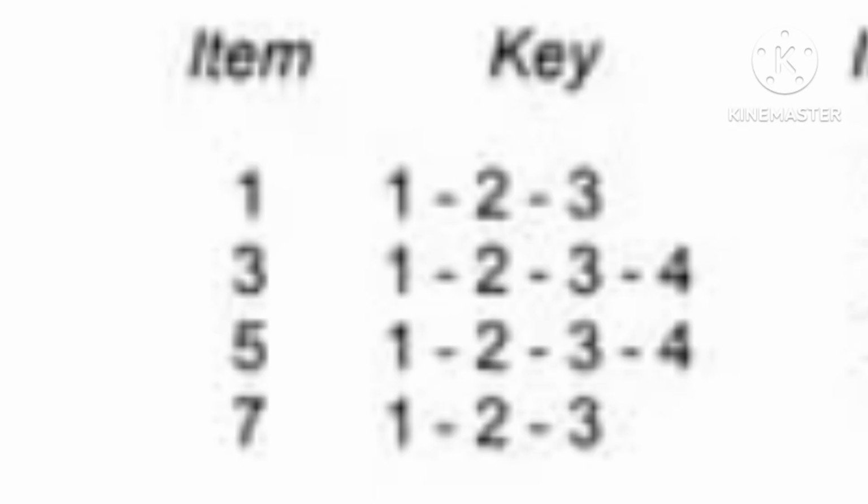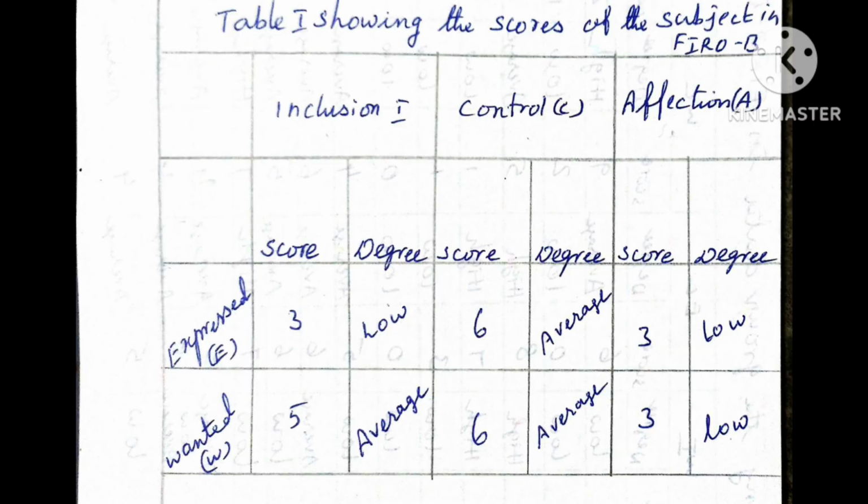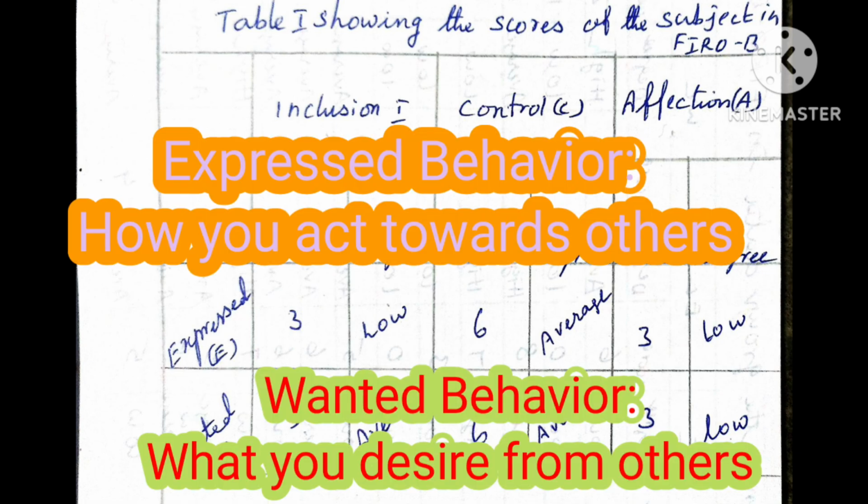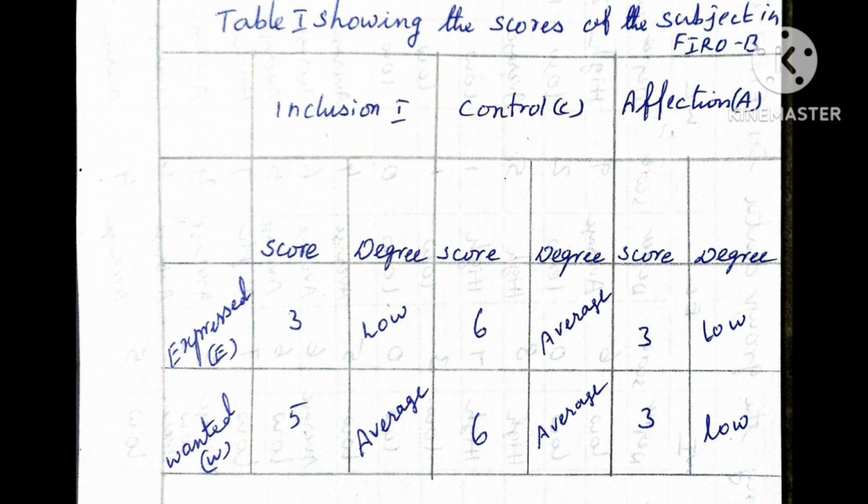That means we have 5 options. If the person selects number 1, 2, or 3, we have to give 1 mark. If the person selects 4 or 5, we won't give the mark for that option. With the help of the scoring key and norms, we have to calculate the score, and the degree also is given: 0 to 3 low, 4 to 6 average, 7 to 9 high. After scoring we have to tabulate table 1.